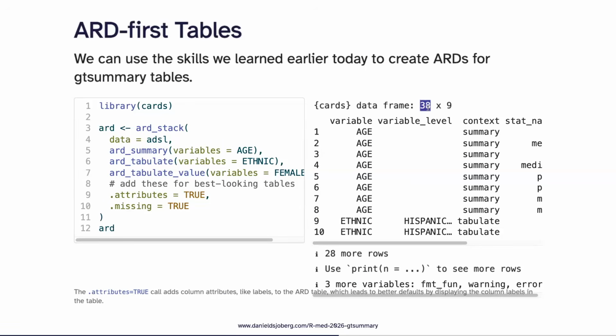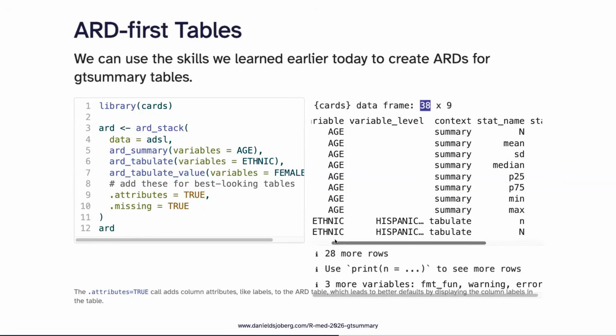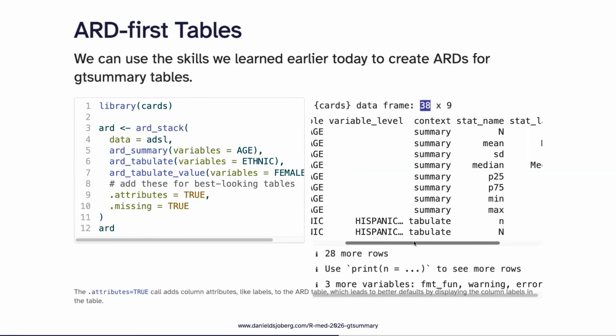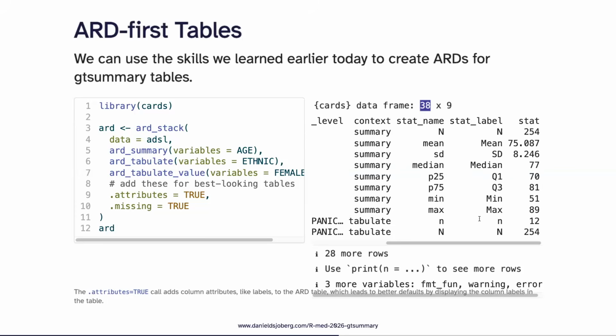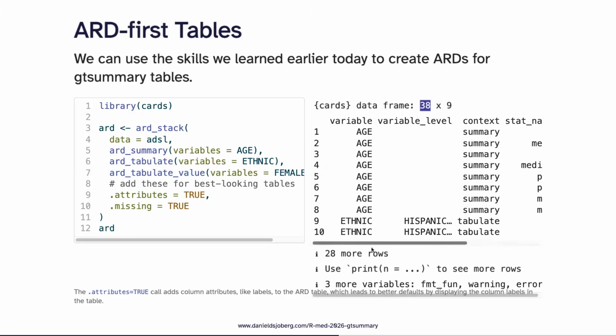It's 38 rows and 9 columns, where you can see that for variable age, you're getting the n, the mean, the standard deviation, the median, the quartiles, the min, and the max. For a variable like ethnicity, at this Hispanic and Latino level, you're getting the n and the percent. And if I showed you more rows, which I didn't, you would see all of the levels for ethnicity as well. So there are 28 more rows, and you can use print n equals ... to see more rows.